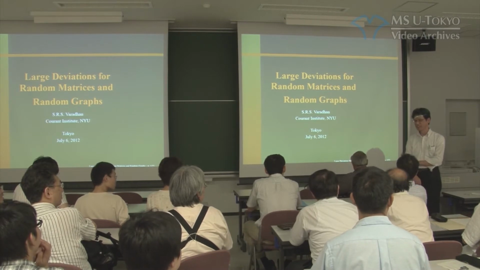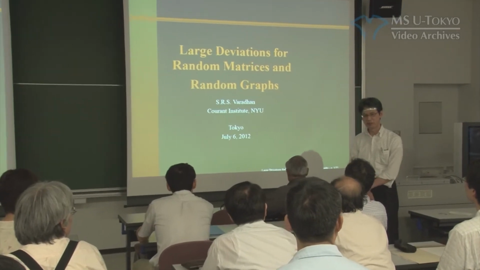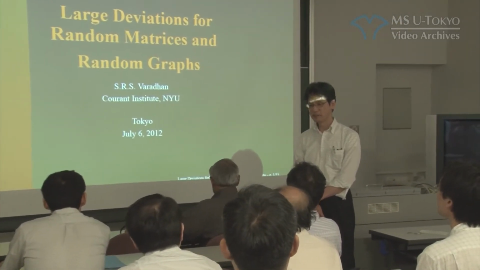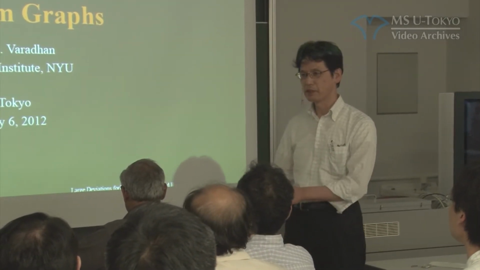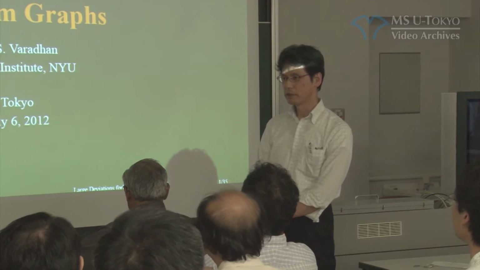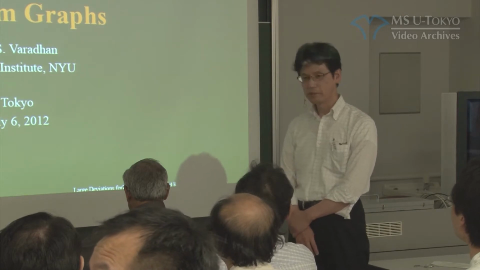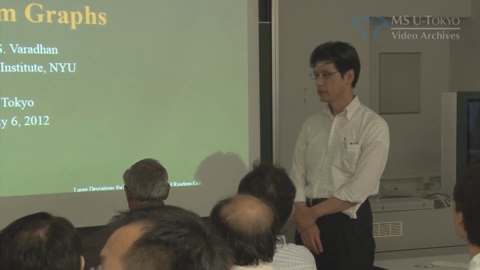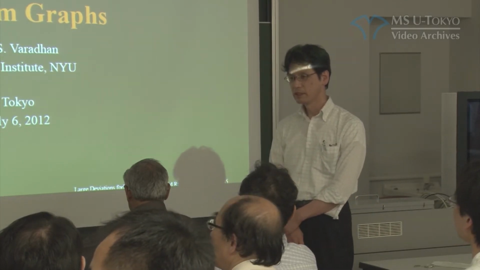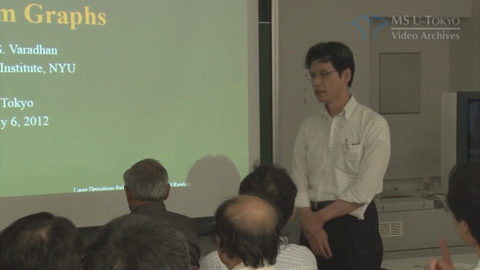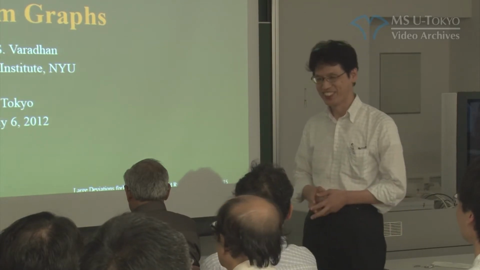Professor Varadhan is well-known, not only as a probabilist, but also as a mathematician. He got the Abel Prize in 2007. Also, he gave a special lecture at ICM 2010 in India. Recently he got the National Medal of Science from President Obama. This is considered the highest honor in the United States. And also he is a member of several academies, which I cannot list.